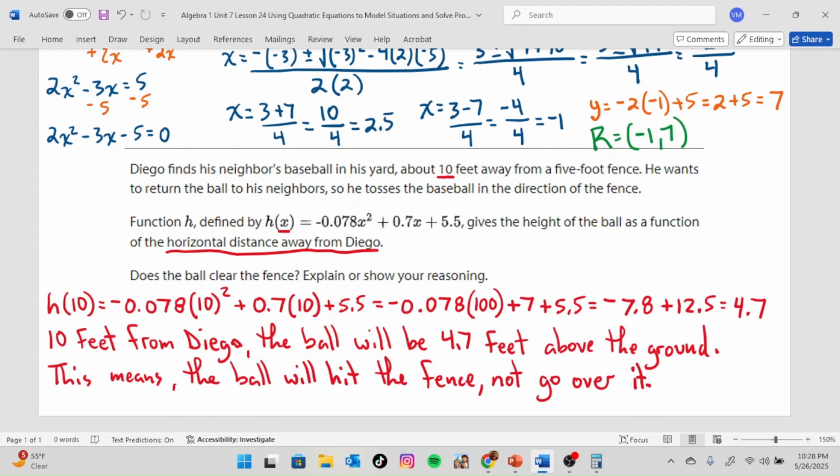So this is another example of how we can model these projectile motion situations and make predictions about what will happen. We know how far away the fence is from Diego, so if we put that distance in for x and we solve the quadratic equation using that input, the output will tell us how high the baseball is above the ground. And then if we know how tall the fence is, we know if the ball makes it over or not. If the height had been more than 5 feet, then it would have gone over the fence. But since the ball was lower than 5 feet, it's actually going to hit near the top of the fence and fall right back down into Diego's yard.